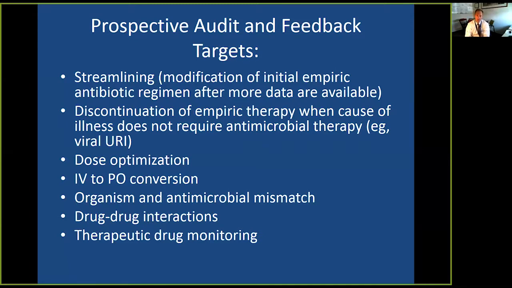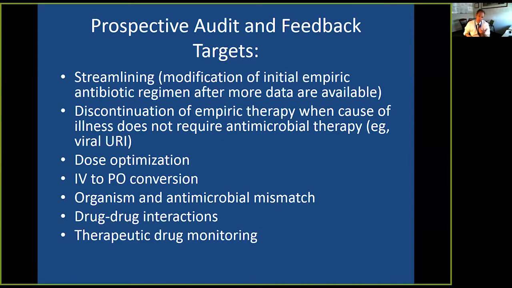Other things you can do is really look at dose optimization, making sure that the dose of antibiotic given really meets the indication. So if somebody comes in with meningitis, is on ceftriaxone, you're making sure that that dose is 2 grams Q12 instead of 1 gram Q24, etc. You can look at IV to oral conversion. People come in with pneumonia, have they met clinical stability? Can you switch them to an oral agent? Organism and antibiotic mismatch. Again, that's hard to do at 24 to 48 hours in smaller facilities given the lag in microbiology. But if you have on-site micro, that's something you can do. Drug-drug interactions, therapeutic drug monitoring, all of these things you can look at 24 to 48 hours.